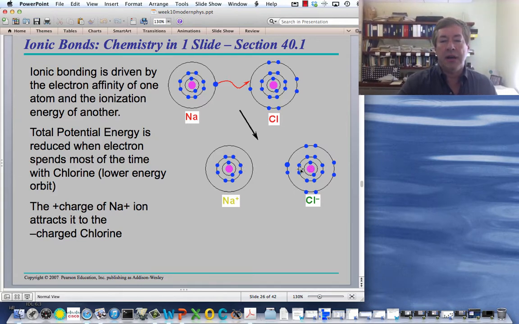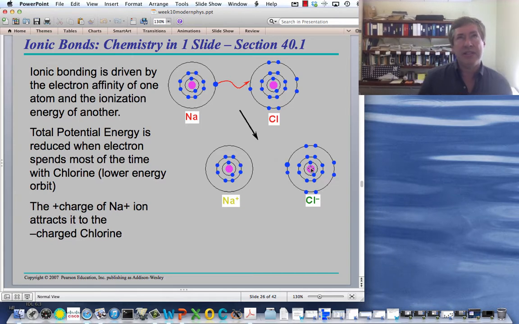The electron has made an ionic bond because there'll be a very strong electrostatic attraction between the plus sodium and the negatively charged chlorine ion there. That is my understanding, that's an ionic bond. This is a very strong one. Oh my gosh, it makes salt.